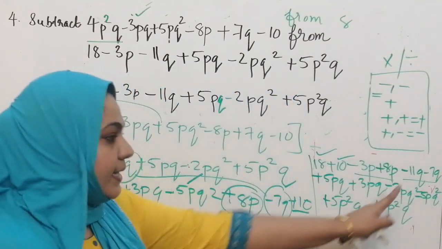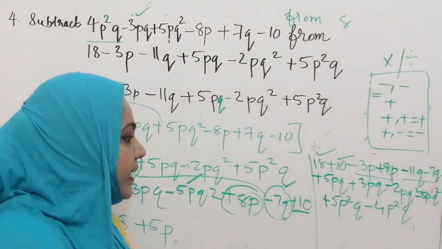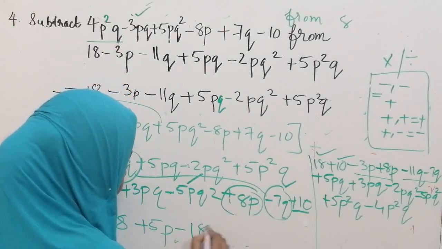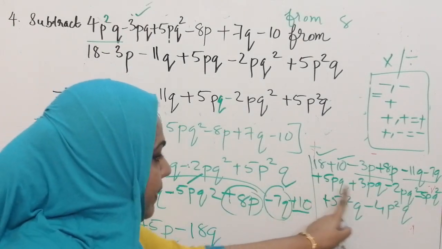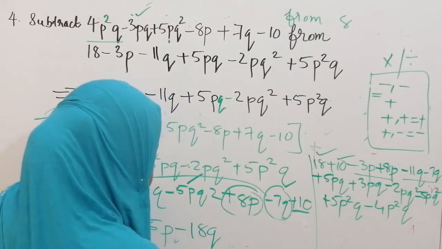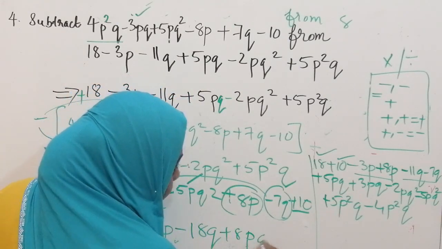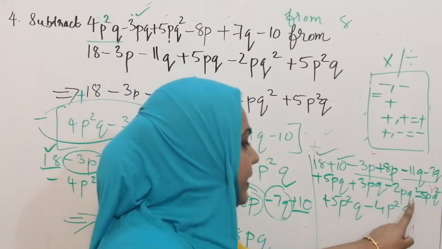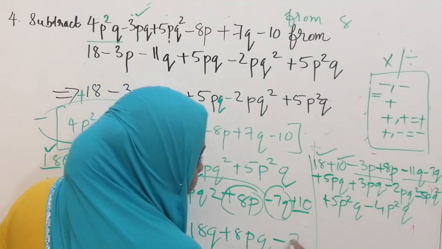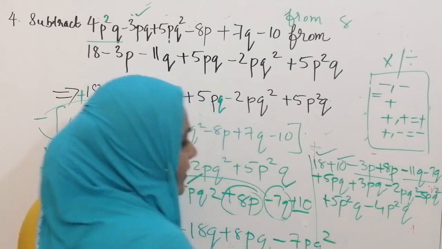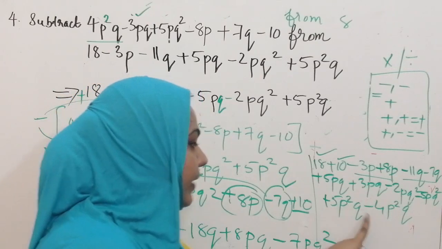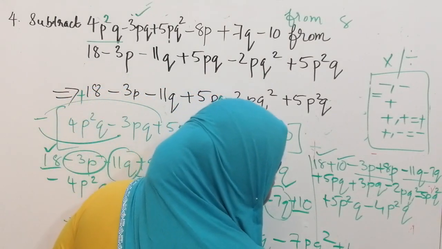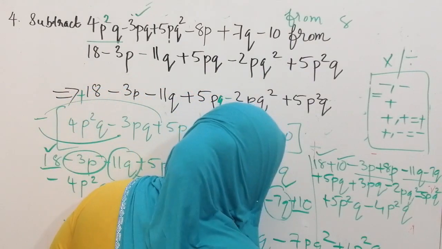Then here you can see minus and minus means add and give minus. So minus 18q. Next is plus and plus, add and give plus. So 8pq. So here minus and minus, add and give minus. So that means minus 7pq square. So the last, subtract and give the greater number's sign. So plus 1p square q. So this is our answer.